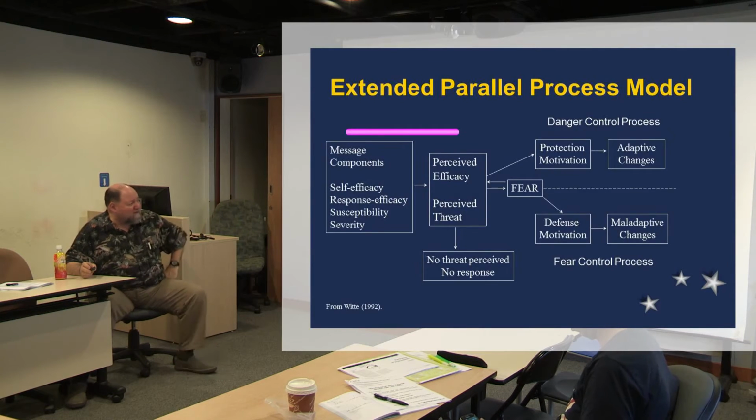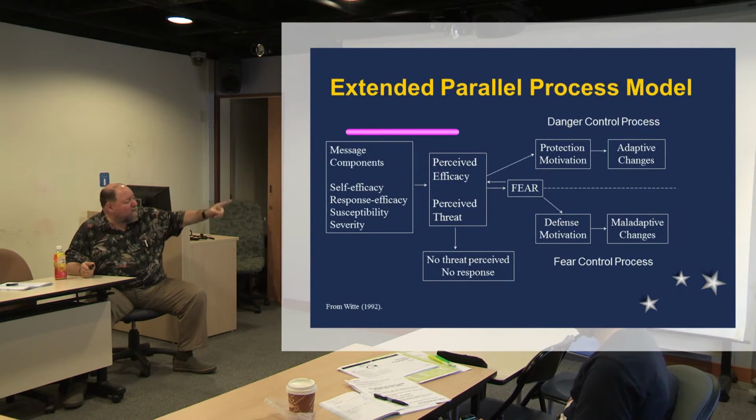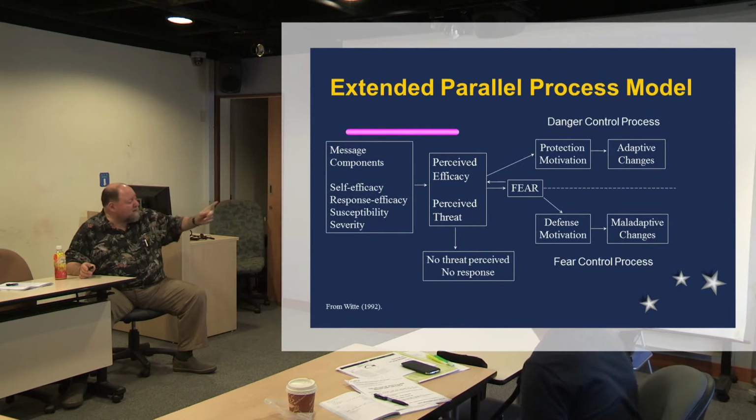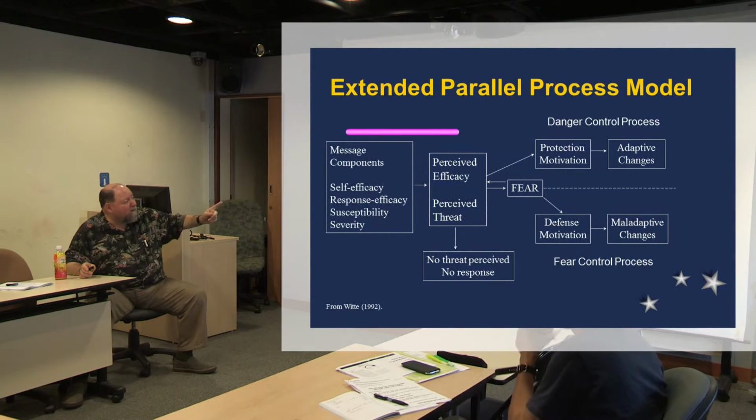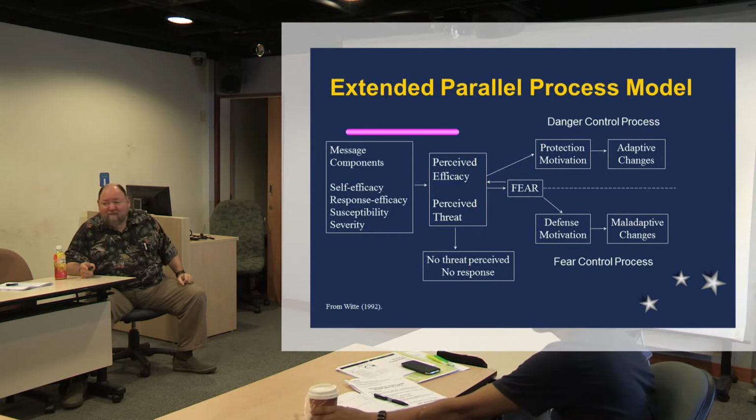Here's the extended parallel process model that Witte came up with, that tries to be a little bit more sophisticated about the use of fear appeals. So if you want to use fear appeals well, you've got to try to balance protective motivation and defensive motivation. If the people are more defensive, they're not going to respond well to your outcome. But if they move more towards protection, and if they have a higher efficacy, they'll actually achieve what they need to do. So if you want fear appeals to work, you need to try and build a sense of efficacy so that the fear can be controlled by adaptive changes.